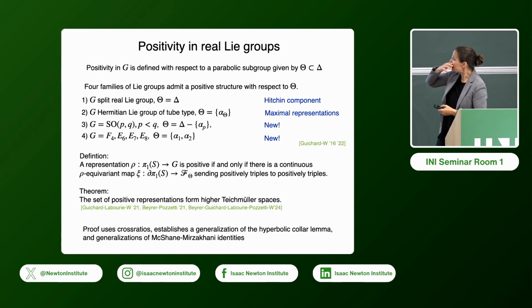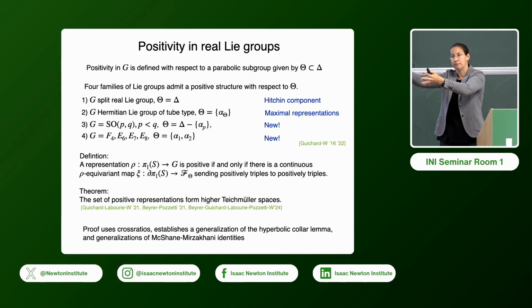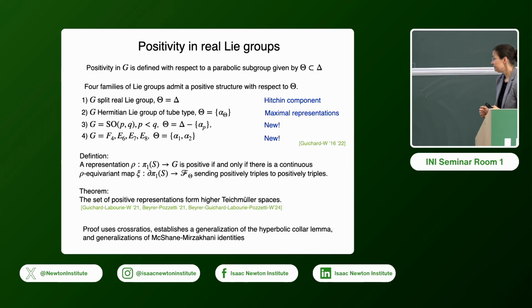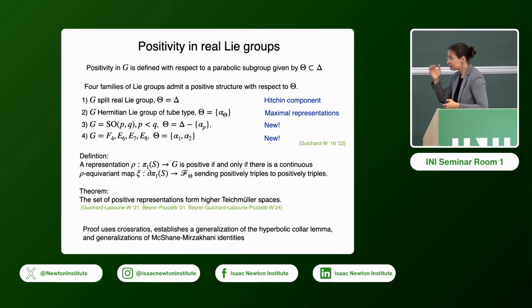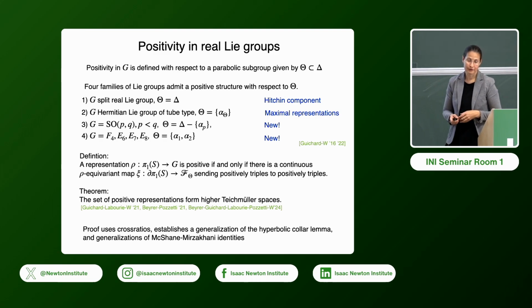You call a representation positive if you find a rho-equivariant map from the boundary of the surface, which is a circle, so you have positively oriented triples there, to your flag variety where you have a notion of positivity, like the one I explained for the space of Lagrangians. And if you find a rho-equivariant map which maps positive triples to positive triples, you call your representation positive. And this took quite a while for us to finish.